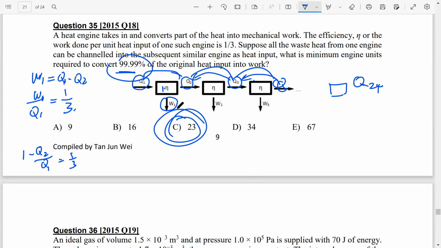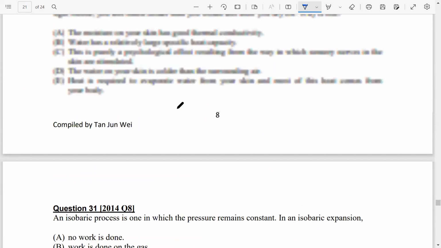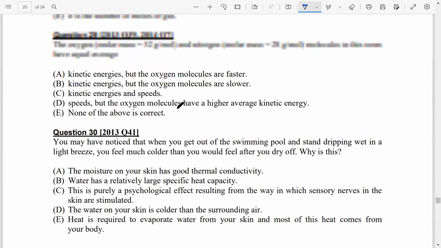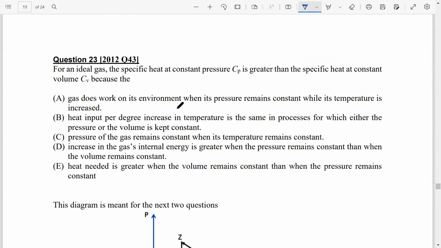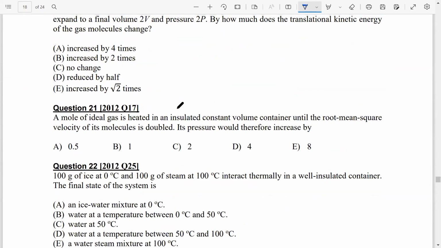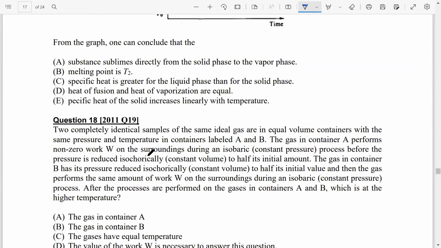So this is a very math question, as you can see. The questions are generally not too hard, so you can take a quick look at all of this. The PV diagram is all here as well. Isochoric, isobaric, you should understand already.